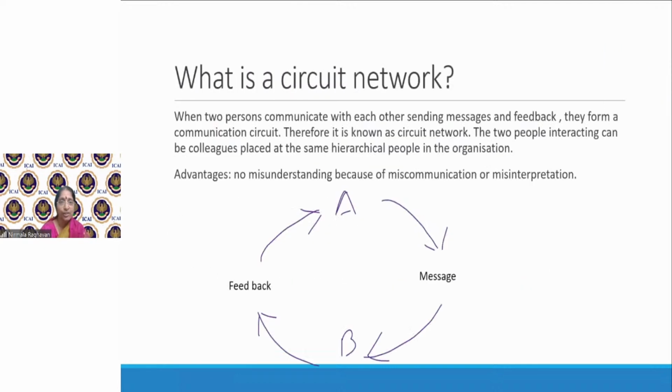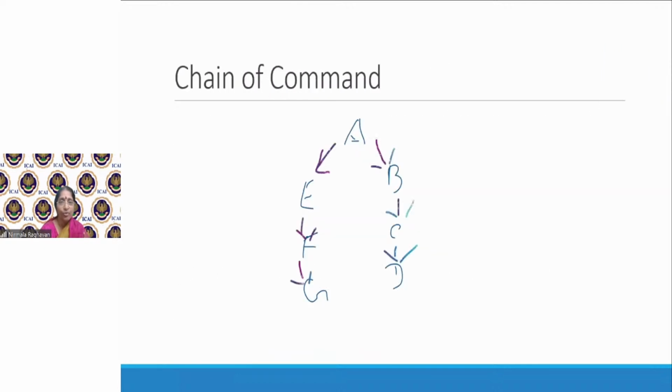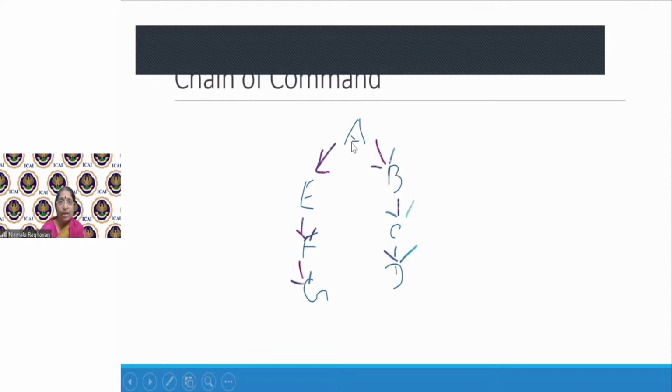Yeah, so this is circuit network. Now we move on to the chain of command. This is called the chain of command, chain circuit. Here you have A, the middle person, the power, the employer or the owner, the boss. He communicates to B, B communicates to C, C communicates to D. Same way on this side, A communicates to E, E communicates to F, and F communicates to G.